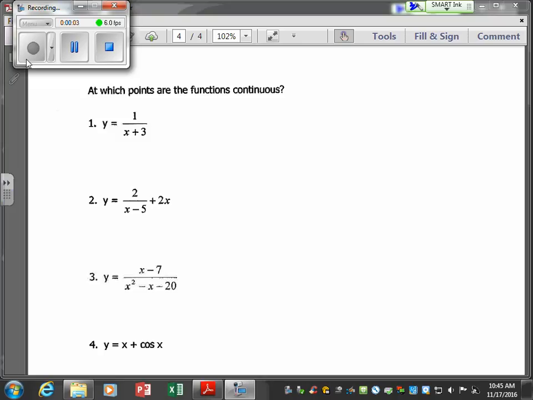Okay, so we're going to pick back up here and work some problems and determine at which points the functions are continuous. If we're given a function f of x equals 1 over x plus 3, the first thing we need to do is figure out where it's discontinuous. Well, that's going to be where the function's not defined, and we know our denominator can't equal 0. So x cannot equal negative 3, or we would say in this case it's discontinuous.